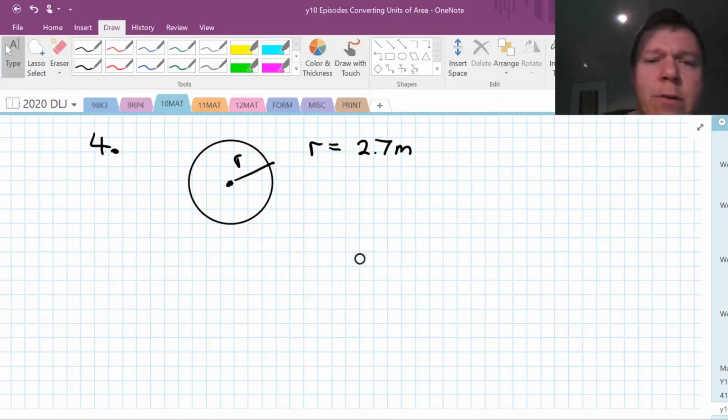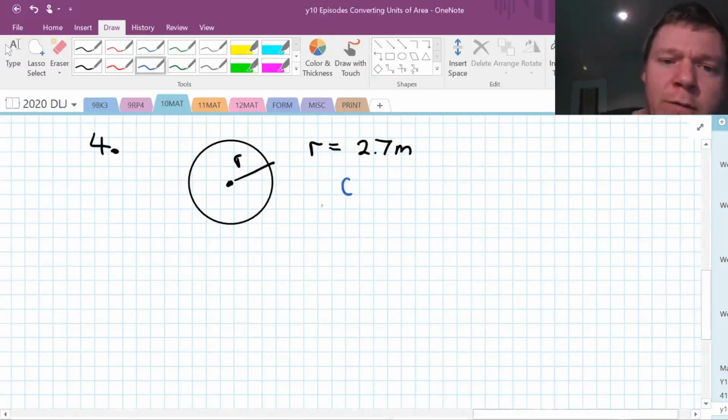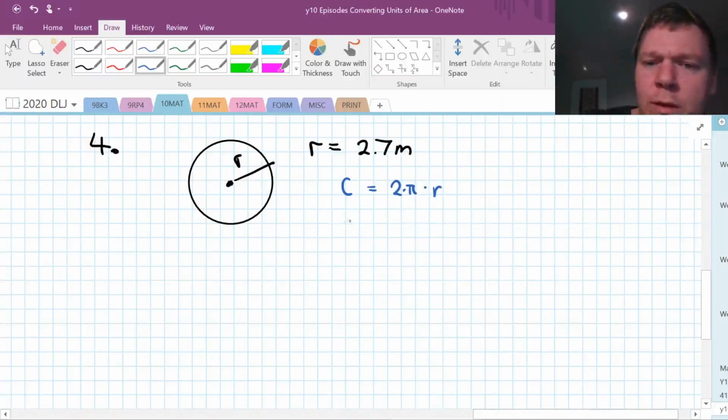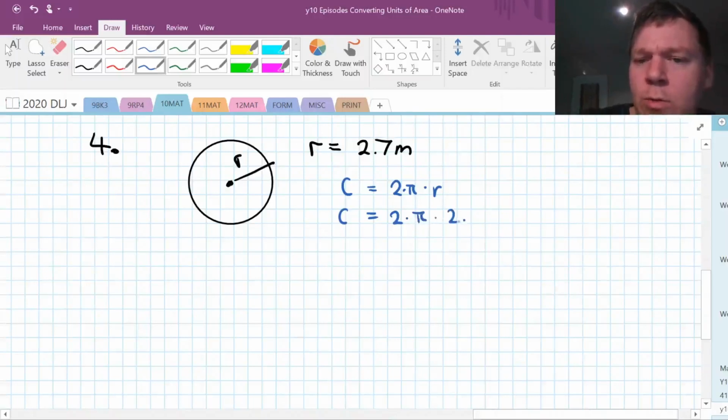Alright, circles. So the perimeter of a circle is the circumference, and the formula for that is 2 times pi times radius. So that is going to be 2 times our pi button times 2.7 meters.